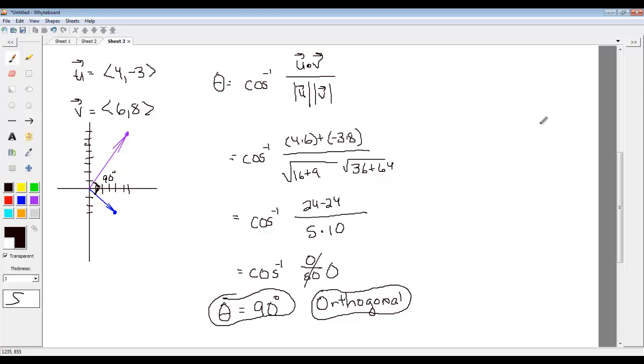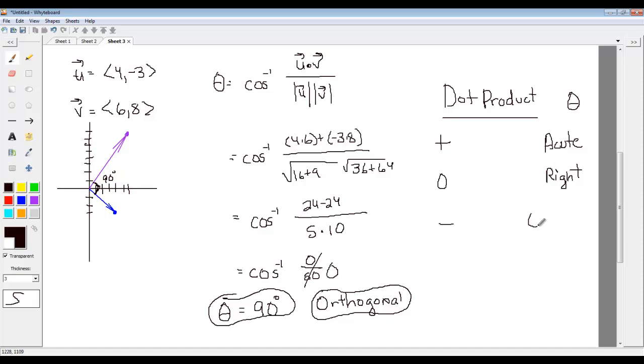All right, and a little side note, if your dot product is positive, then your theta is going to be acute. It's going to be somewhere from 0 to less than 90. If your dot product is 0, your theta is going to be right. And if your dot product is negative, your theta is going to be obtuse.